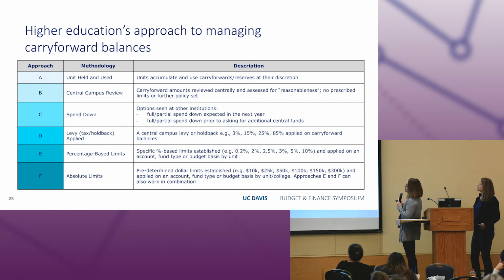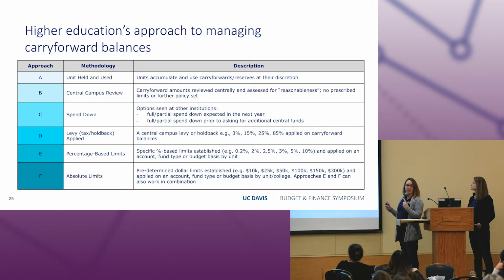There's some policy guidelines. Spend down. This is a little bit more like the state, where you have to do a full or partial spend down expected the next year, or a partial spend down before asking for additional central funds. Some of your units might do that. I know that in FOA we have instructions that if we have carry forward over 5%, we need to explain what we're going to do with it, or they're going to take it and give it to someone else.